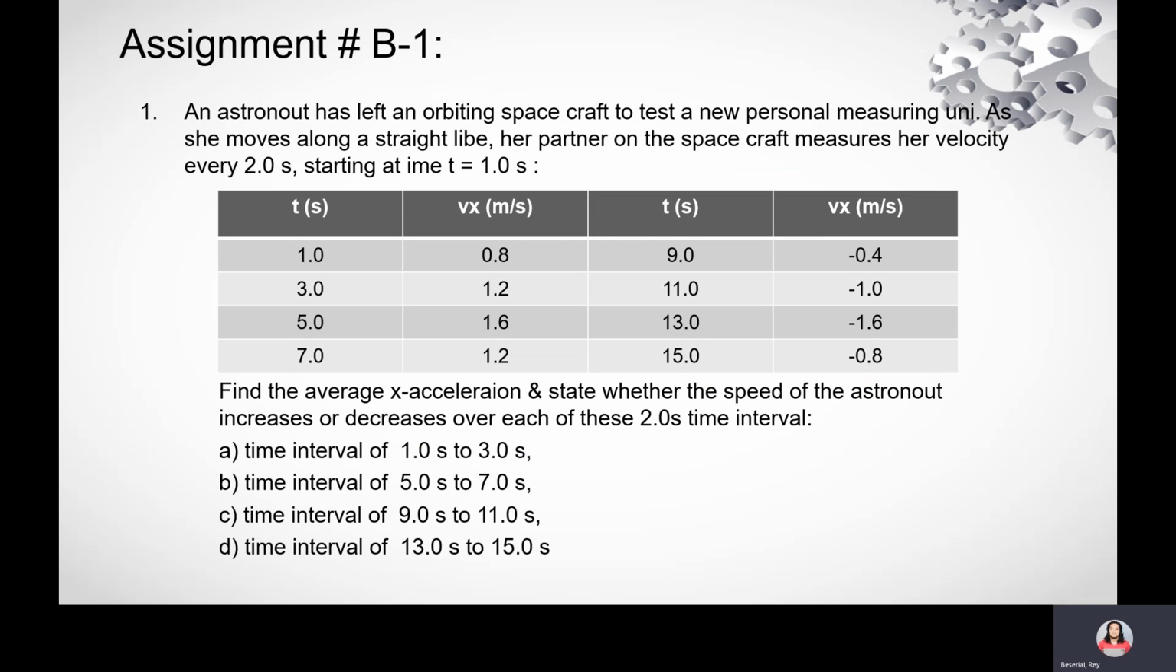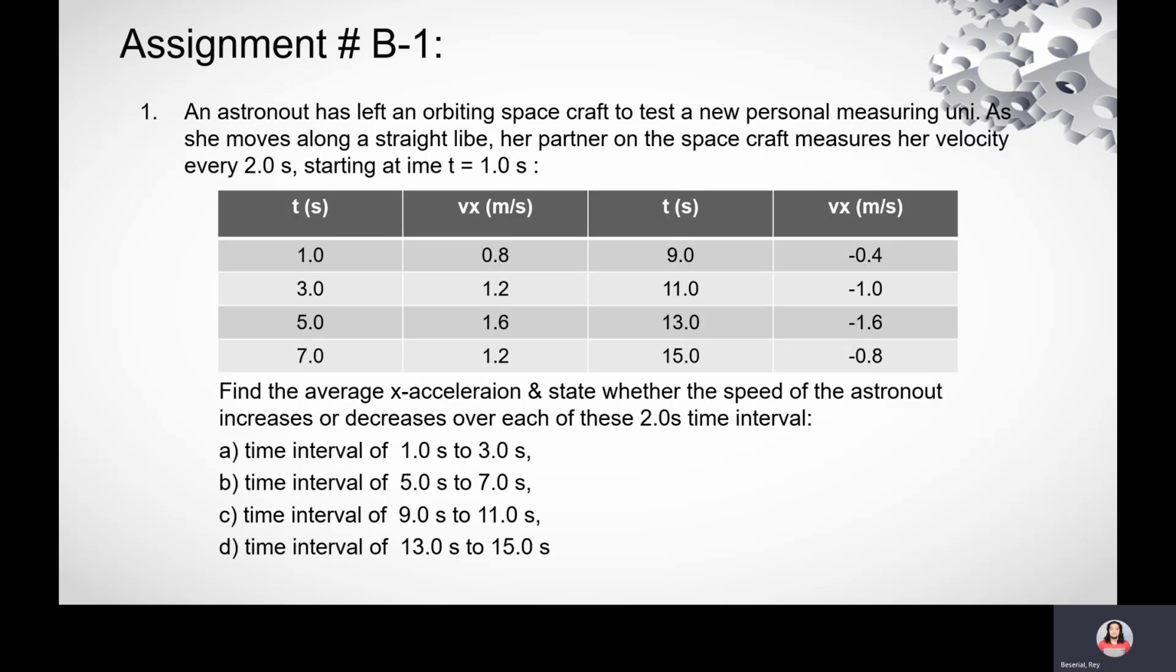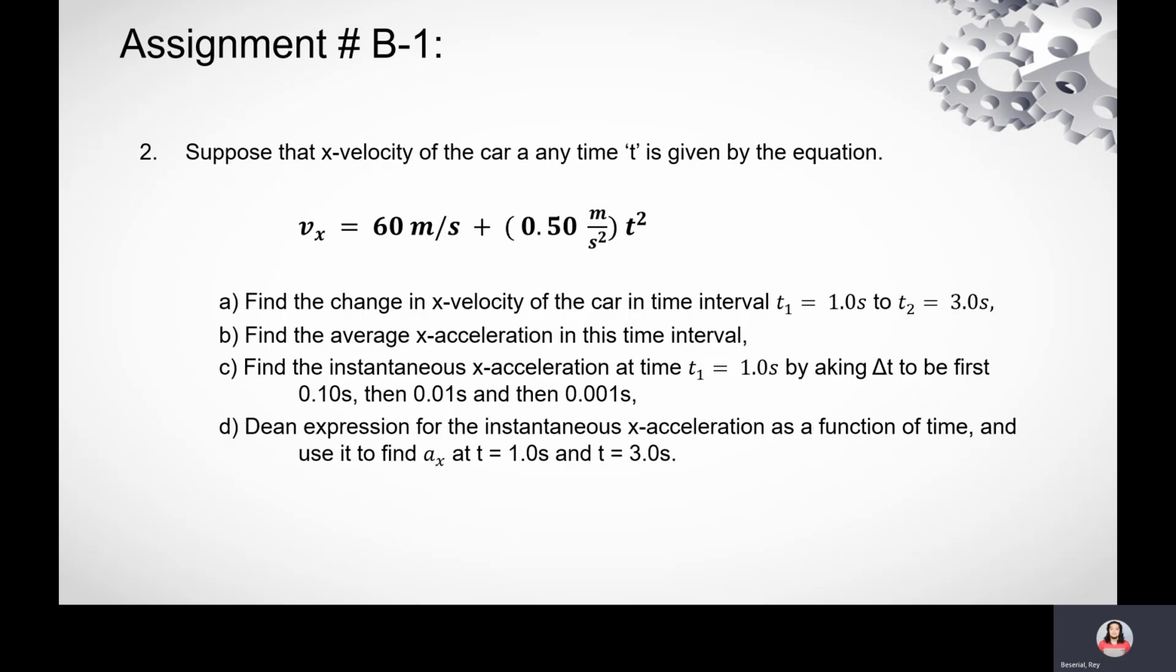So, assignment number 1. Hindi magpakita ang words. Hindi ko alam kung bakit hindi gumagana ang aking slide. Number 2. Suppose that x velocity of the car A anytime t is given by the equation v sub x equals to 60 meter per second plus 0.5 meter per second squared times t squared. So, meron tayong mga hahanapin A, B, C, D.